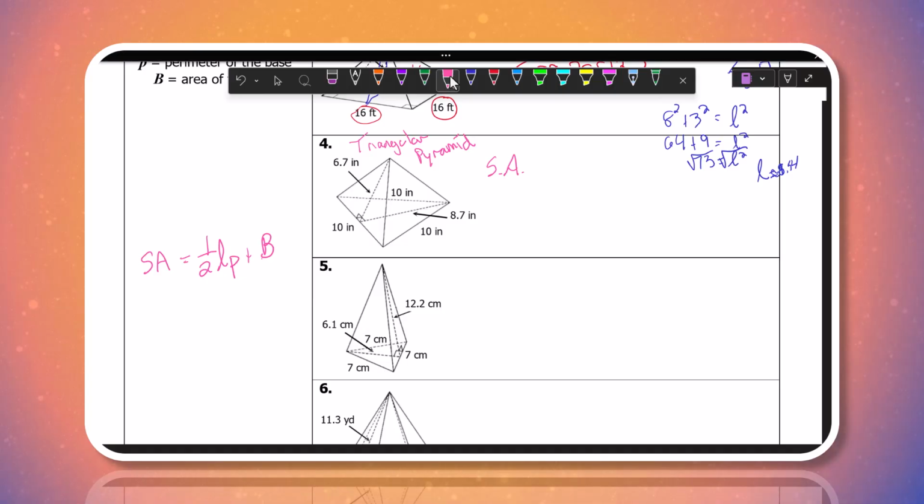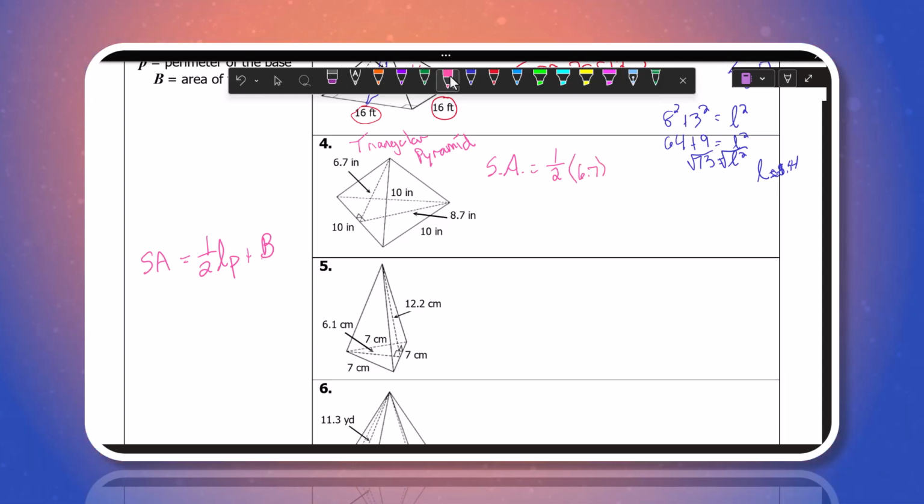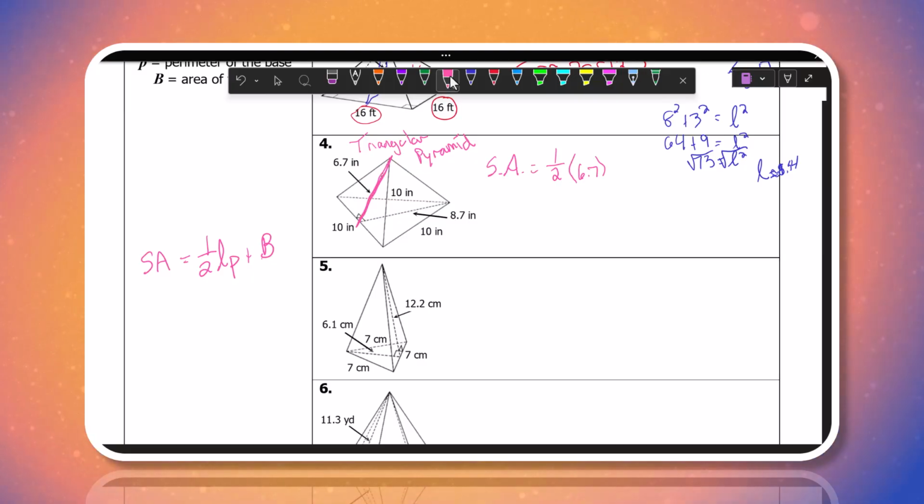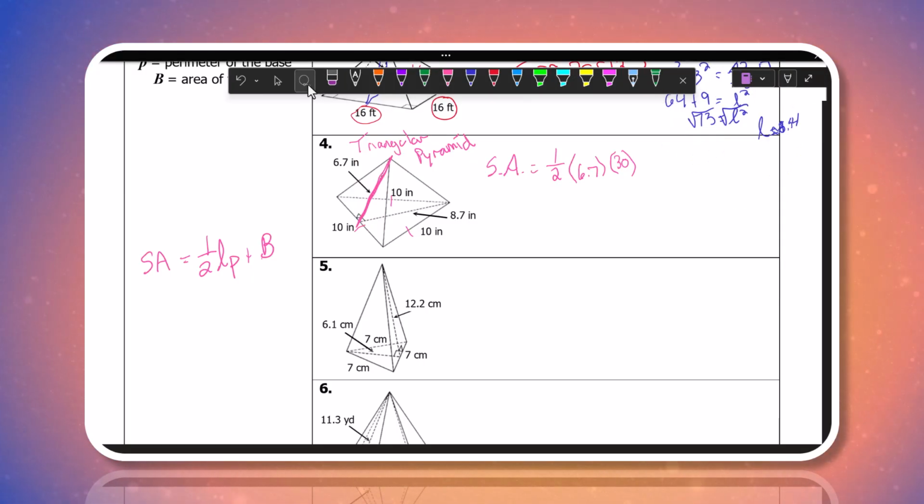So we have 1/2 our slant height, which is 6.7. That's this distance times our perimeter. Well, it's an equilateral triangle with each side being 10. So 10 plus 10 plus 10, 30. Move that out of the way for a second. Then plus the base area.